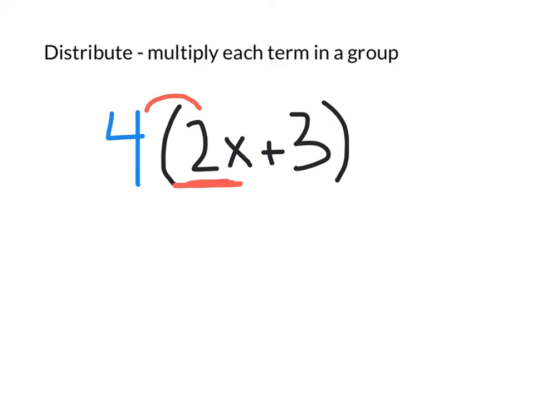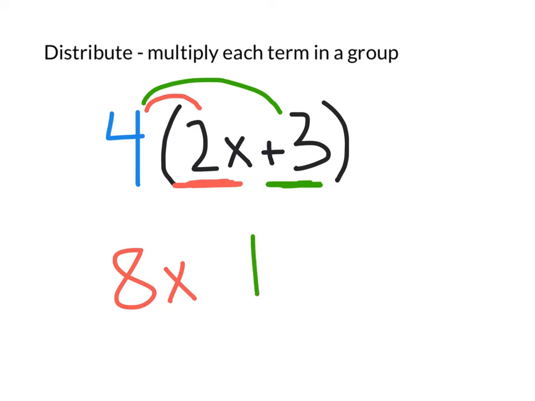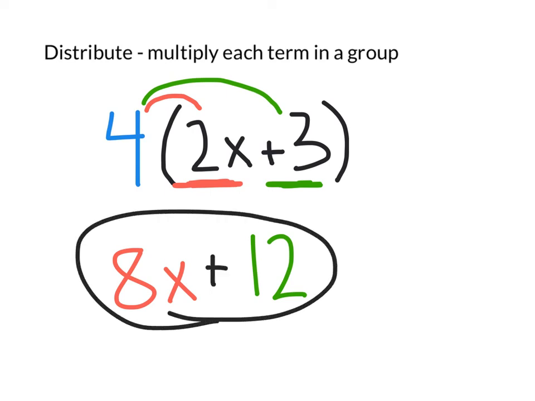So total we have 4 times 2 x's, which is 8x. We can also have this 3 in the bag, and we have 4 bags, so we have 4 of those 3's. 4 times 3 is a positive 12. That gives us a total of 8 x's and 12. Again, we're taking this 4 and distributing it, multiplying it. 4 times 2x is 8x. 4 times 3 is 12.